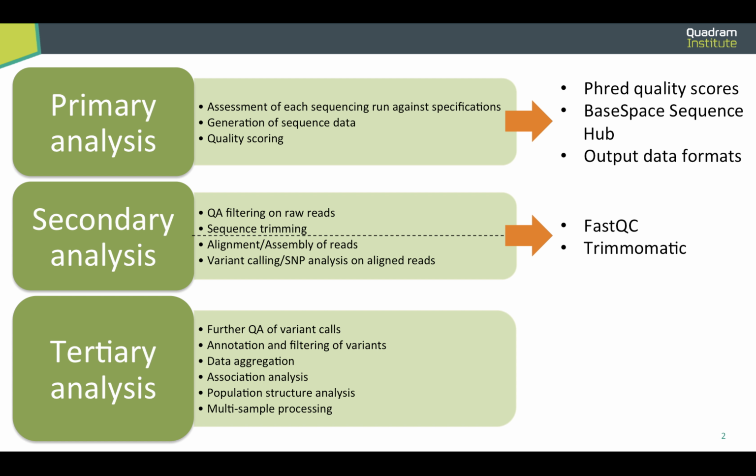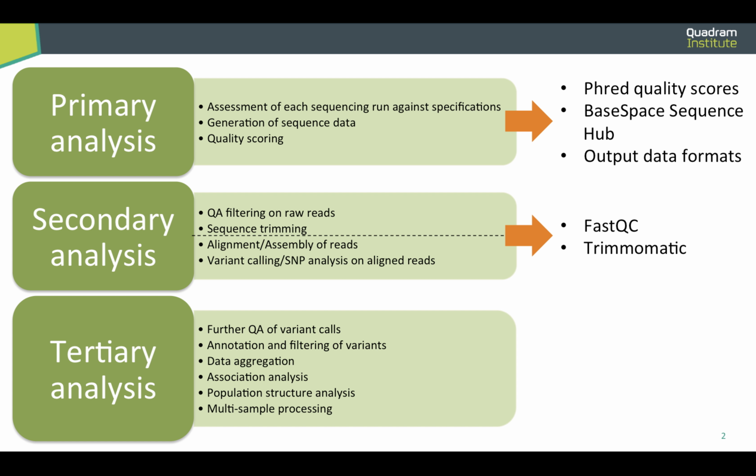So as far as primary analysis goes, I'm going to talk a little bit about how this is encoded in, and stored as a quality score. A little bit more about BaseSpace and how you can use BaseSpace after the run to assess the quality of that run. And also about how you can get the data out of BaseSpace or off the sequencer and into a format that's useful for further analysis later on.